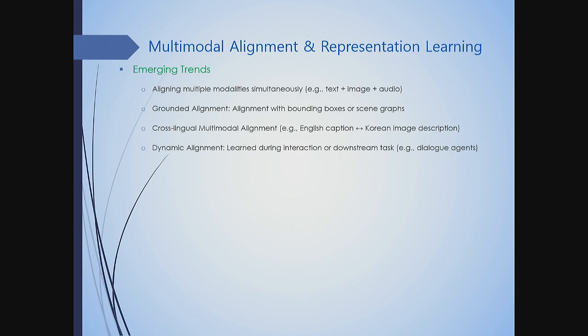And there's also grounded alignment, so alignment without bounding boxes or scene graphs, and then some cross-lingual modality. But this exists already a little in some advanced models like GPT-4o. You can send some English caption and it will give you a Korean description, for example. So these are the kind of emerging trends.